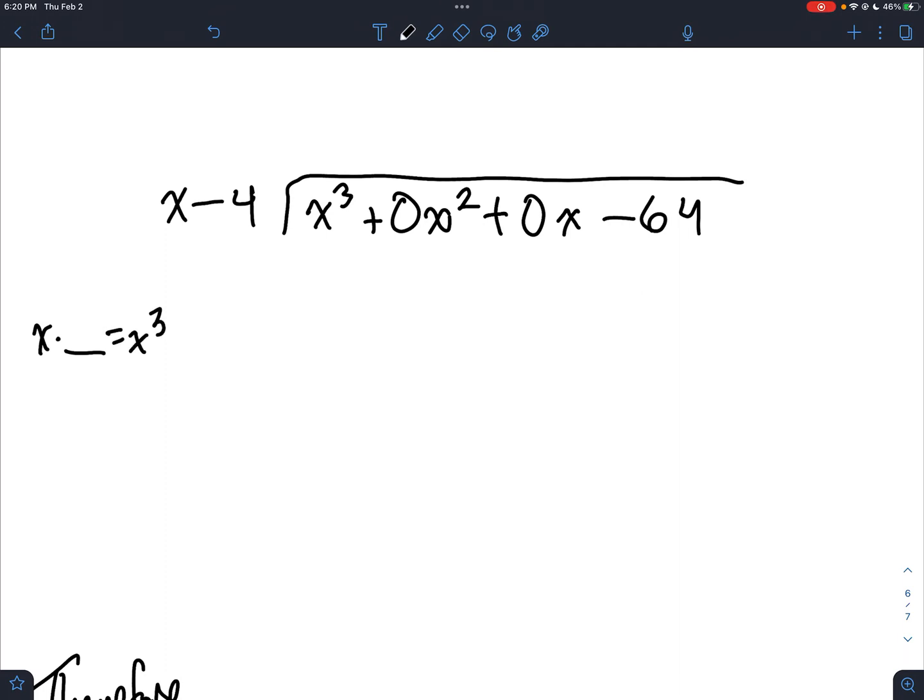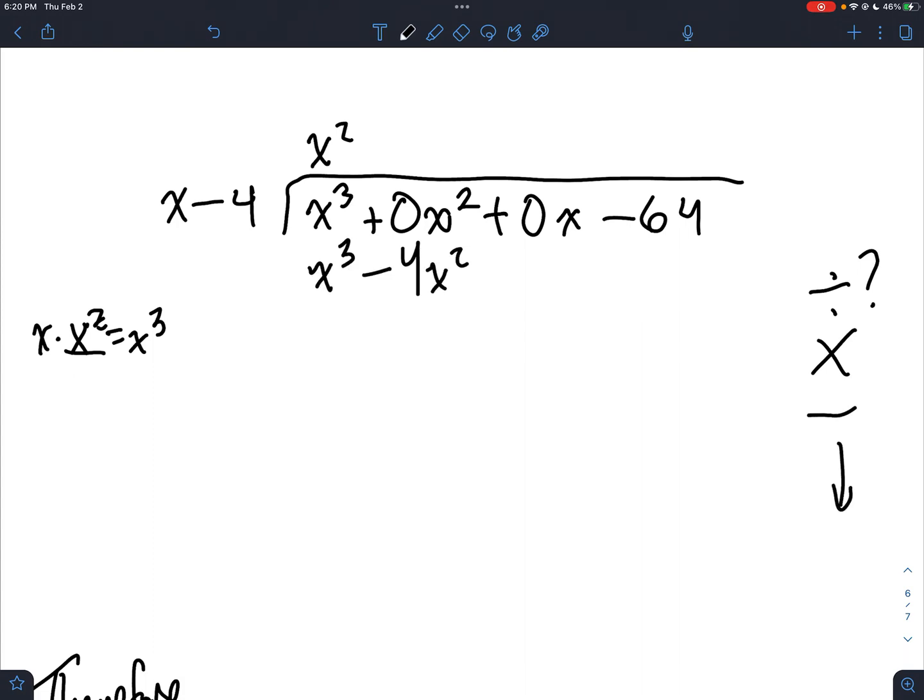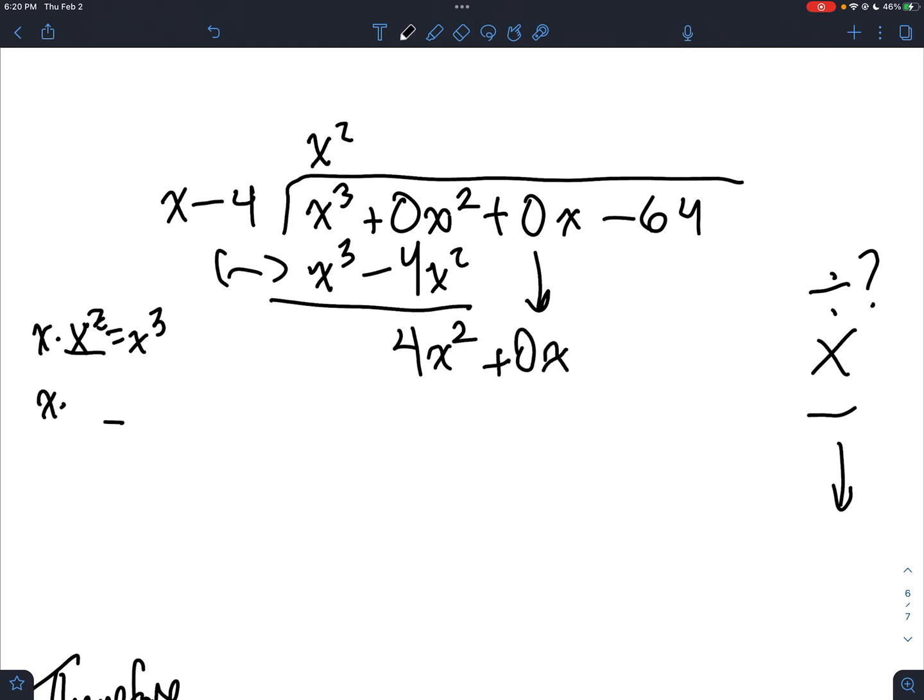So x times what is x cubed? X squared. So multiply, so we did the division question. Now we multiply, subtract, bring down. Multiply, subtract from both, so this actually ends up being positive. Bring down the 0.